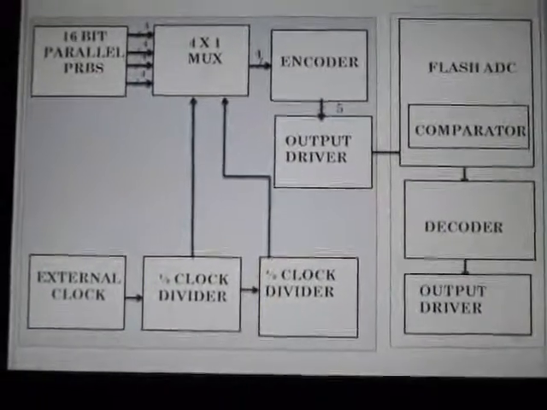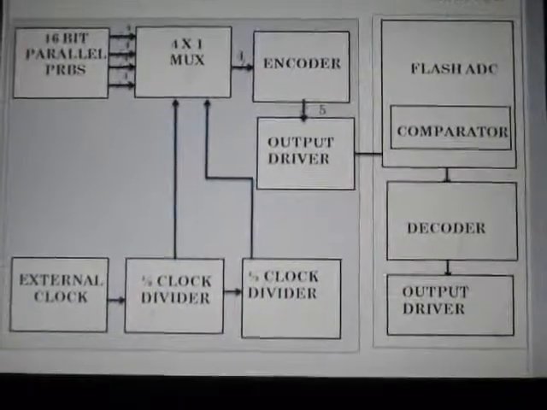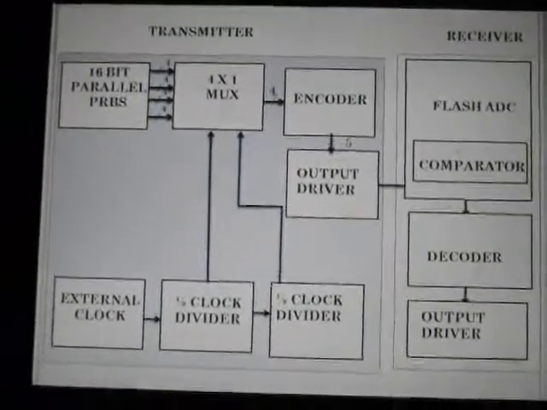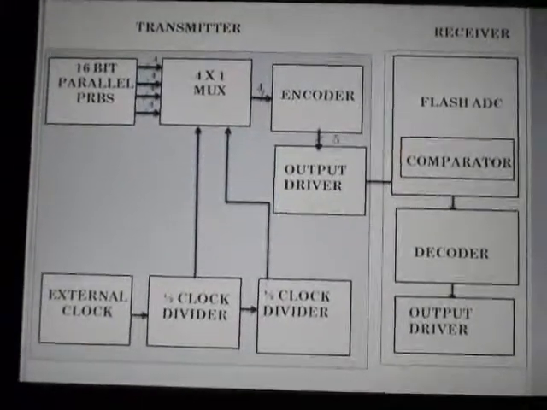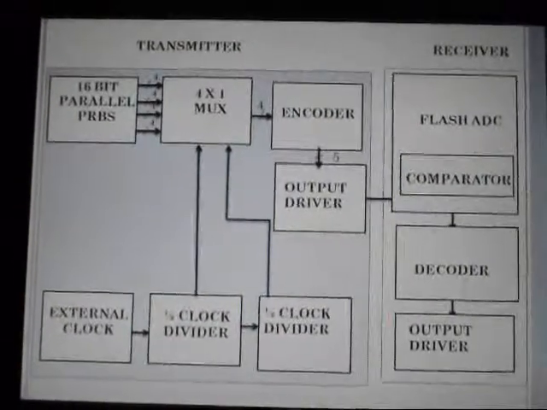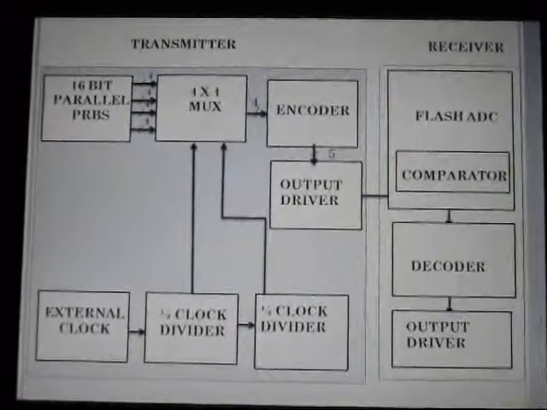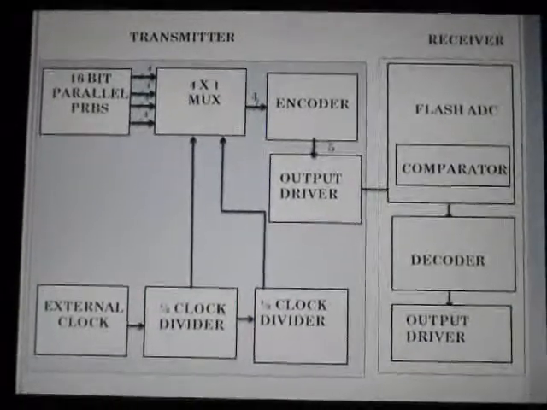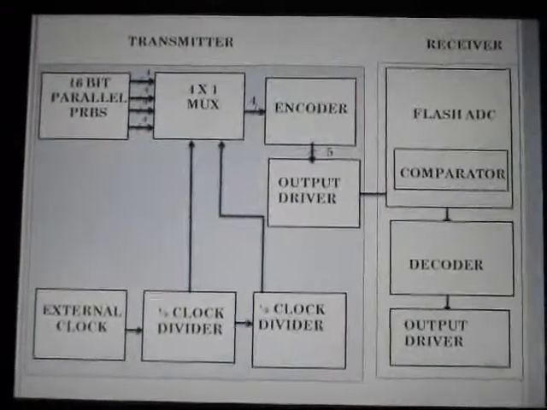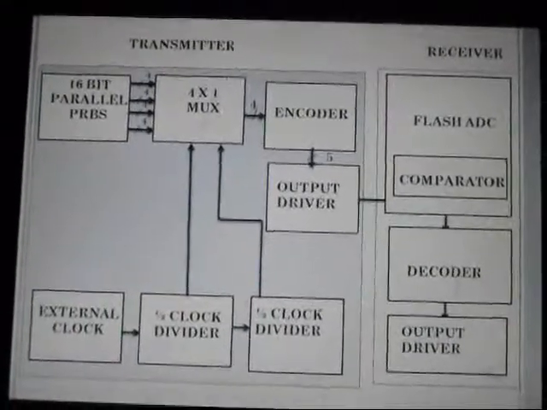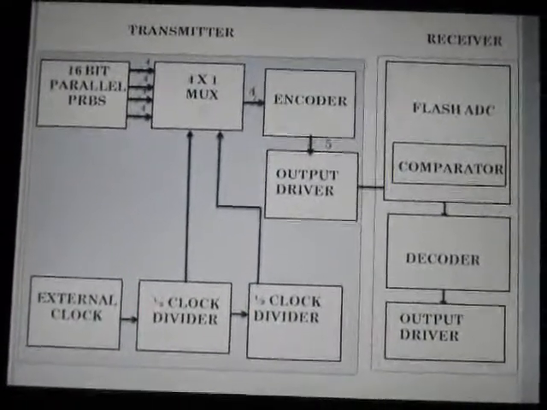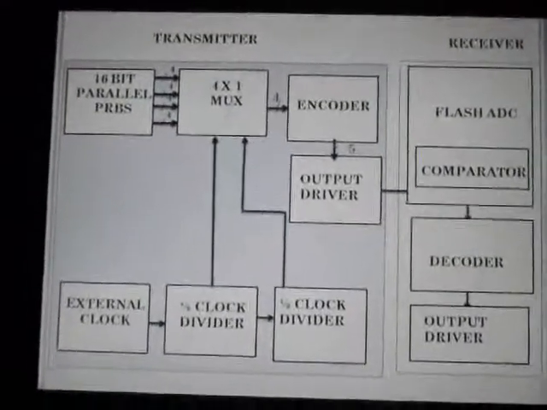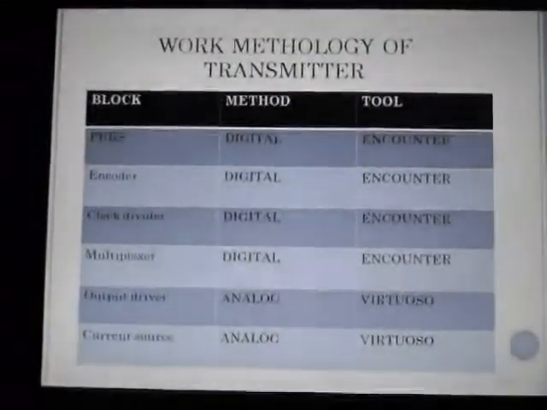This is my block diagram. Pseudo random bit generator for a built-in self-test gives 6-bit parallel pseudo random bits, and these are multiplexed by a 4x1 multiplexer and encoded. This multiplexing is controlled by the select clock dividers of 2 selection bits. The receiver receives and decodes. The transmitted input is received finally.